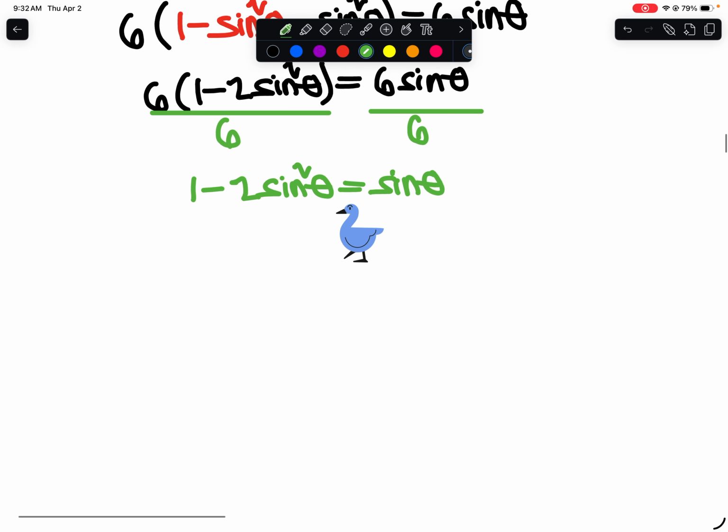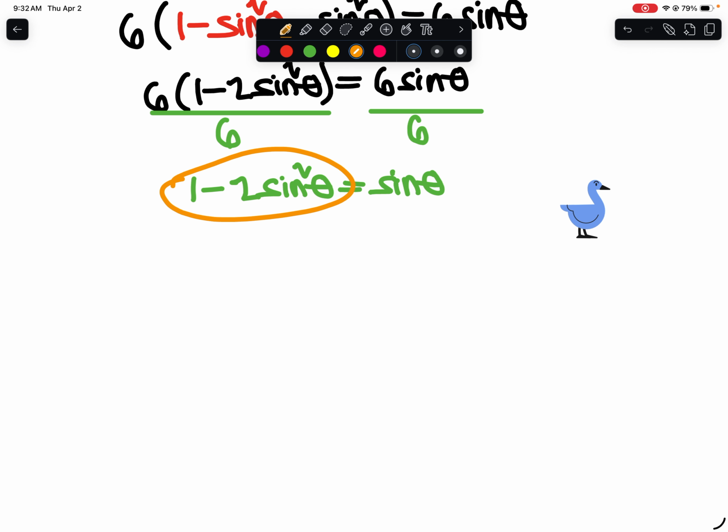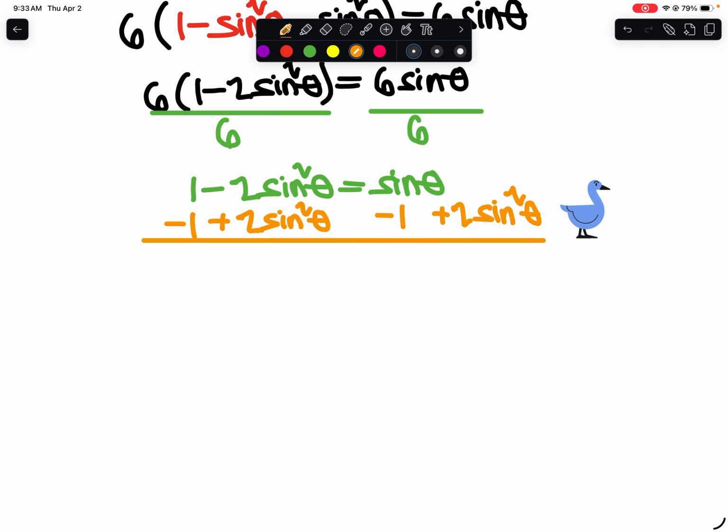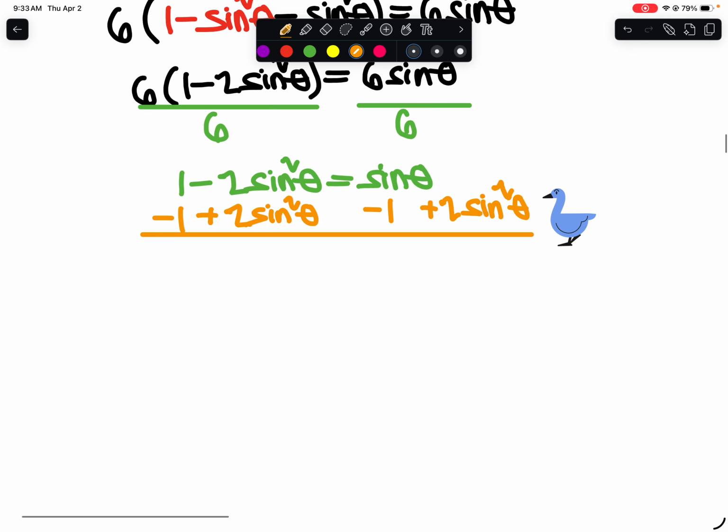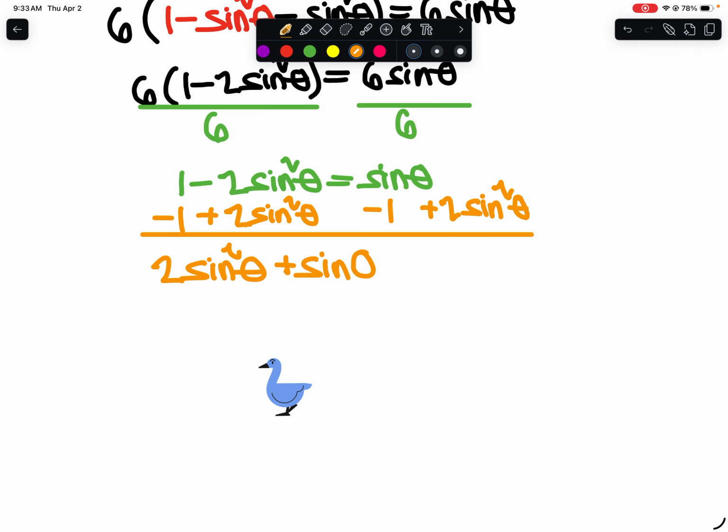theta. And then what I'm going to do next is I'm going to move my entire left side to the right side. So doing that, I'm going to subtract 1, and then I'm going to add 2 sine squared theta. So add 2 sine squared theta. Now doing this, we can't combine any like terms, so this is just going to leave us with 2 sine squared theta plus sine theta minus 1. And that's going to equal 0.